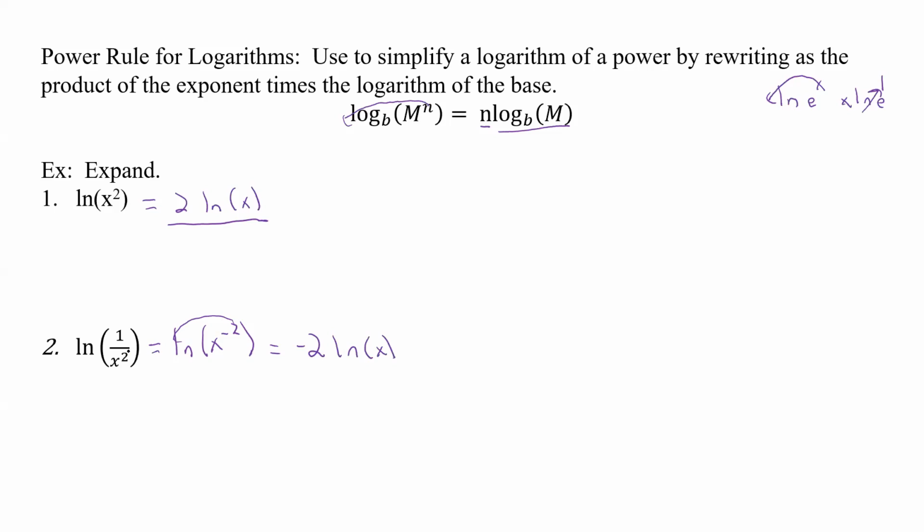So sometimes you have to think about, what does this mean? Well, we have to get it to the numerator, and when we do that, we get the negative 2. And then that negative 2 comes out in front times just the ln of x in this case. Okay, so those 3 rules are going to help us simplify more complex things.